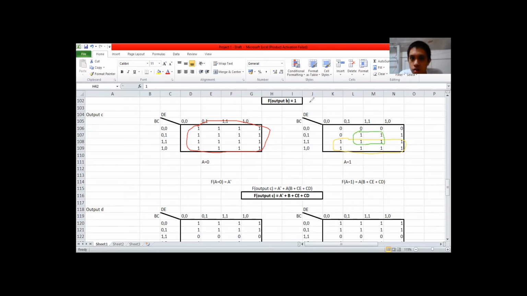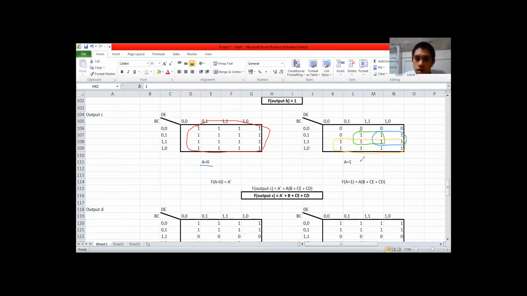Well, the last group is, let me change the color, this one. So for the first group, since in this part, all of the cells are 1, therefore, literals B, C, D, and E will all cancel. We are left here with A is equal to 0, which corresponds to A prime. So this is A prime when A is equal to 0.